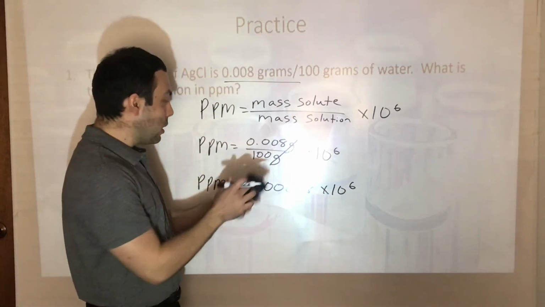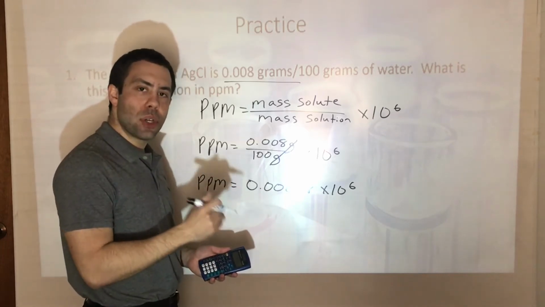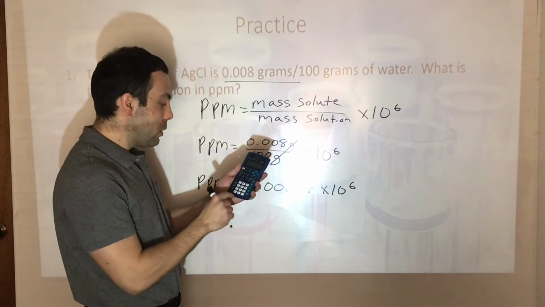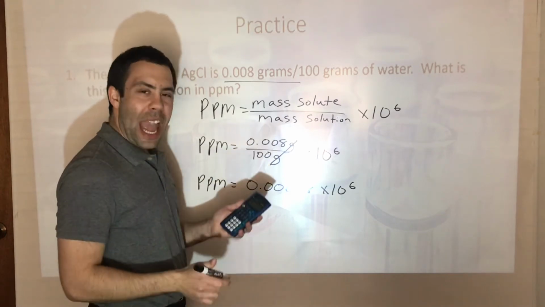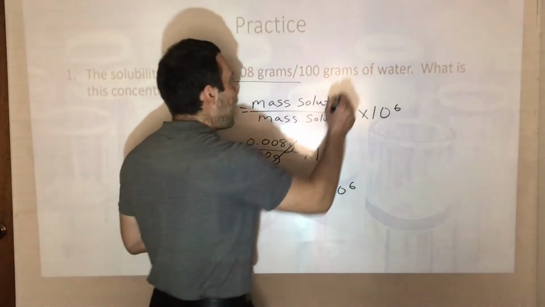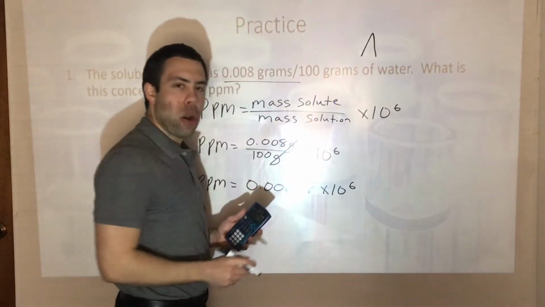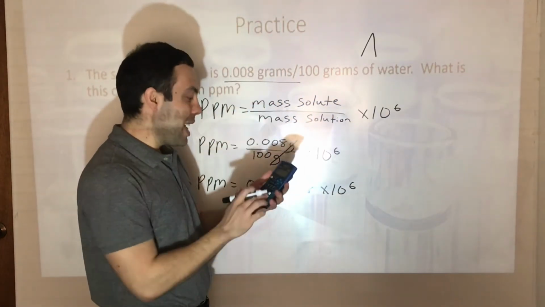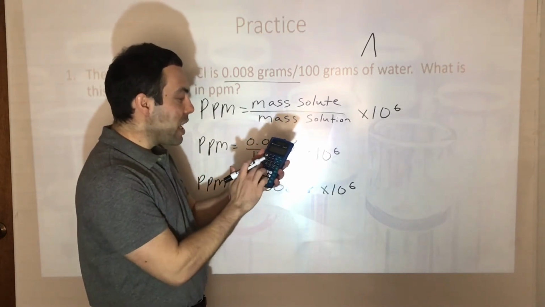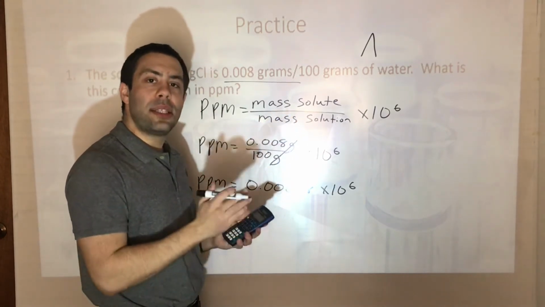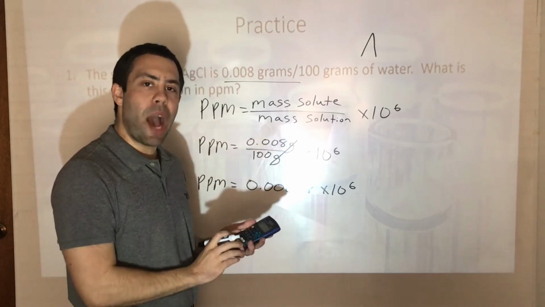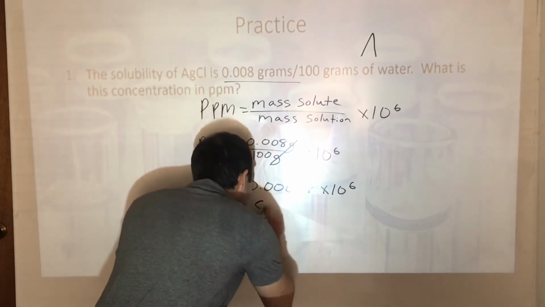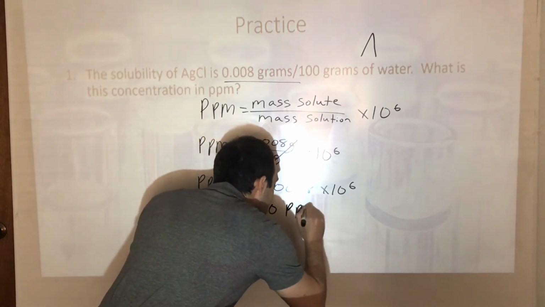Now, I leave this number in my calculator, 0.00008, hit the times button, multiplication symbol, 10, and now I'm going to find the caret. The caret is an up arrow. That means raising a number to a certain power. Here, we're doing 10 caret 6, 10 raised to the 6th power. When I hit enter, I get my answer is 80 parts per million.